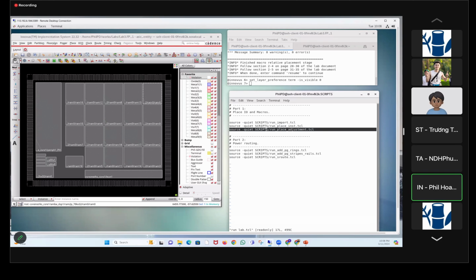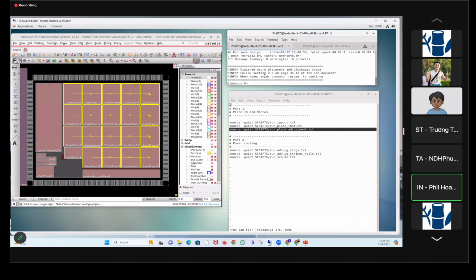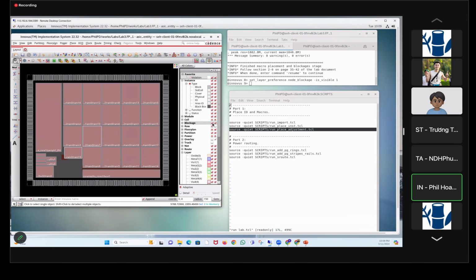You already went through this, so I'm not going to go through it again, but just to set up the stage. After you run that placement, you see this view. Everything is adjusted, the die size is already what you wanted, and now you have a view. And I'm going to turn off the blockages. So now you have this view.